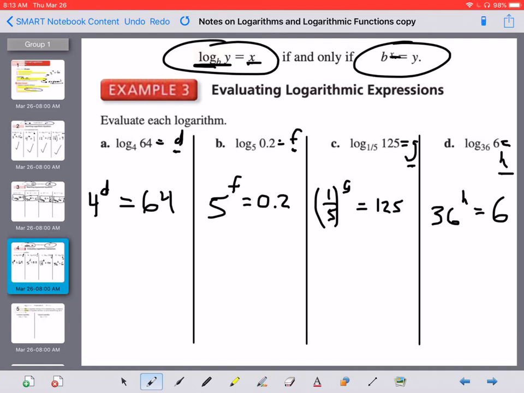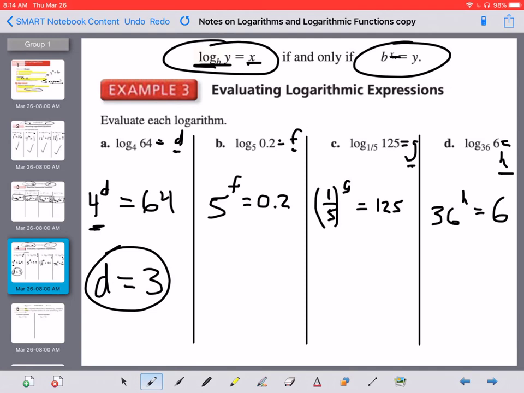All of these are solvable without even needing to use a calculator. Like I said before, eventually we're going to get into ones where you can't solve it without a calculator, but these ones you actually can. So going back to example 3 part A, we have to figure out what D would be to make the answer equal 64. Well, 4 times 4 times 4 is 64, 4 to the third power. So D is 3.